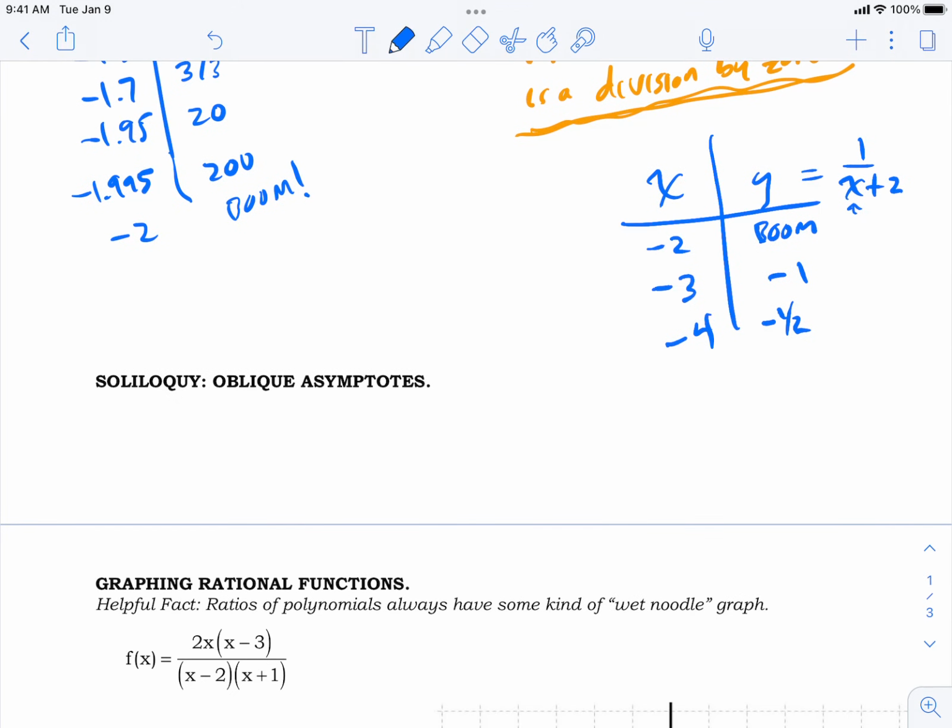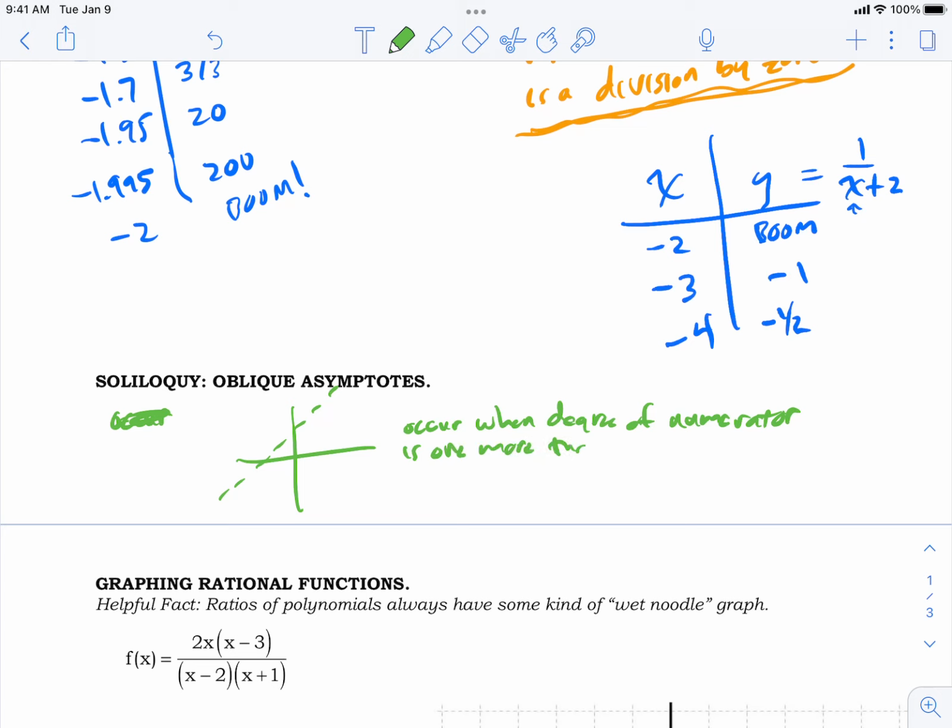Okay, so, like I say, now that we... quick, this is just an aside. Oblique asymptotes. First of all, what are they? They're asymptotes that are not vertical, they're not horizontal, they're like straight lines that go at an angle. So these occur when the degree of the numerator, do you remember what degree means? Degree of a polynomial? It's the highest exponent on x. When the degree of the numerator is 1 more than the degree of the denominator.